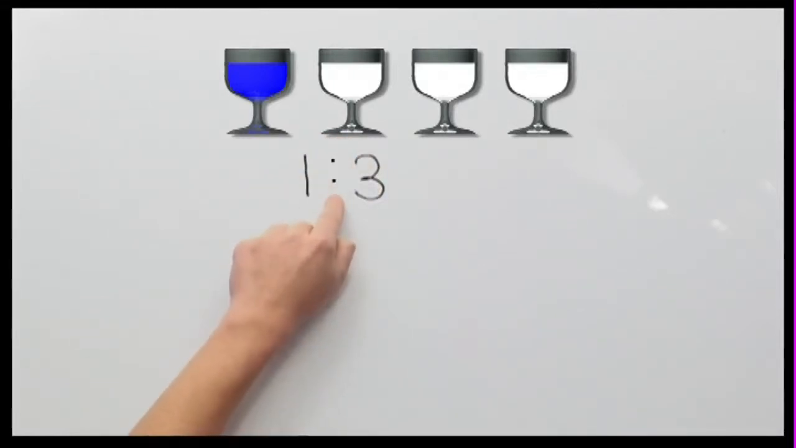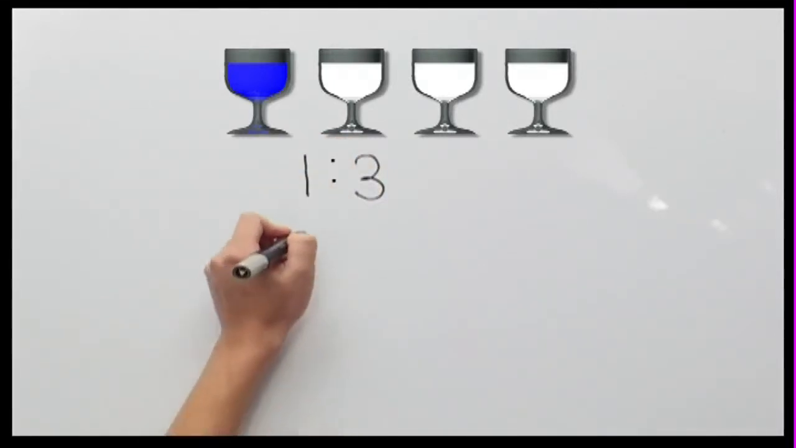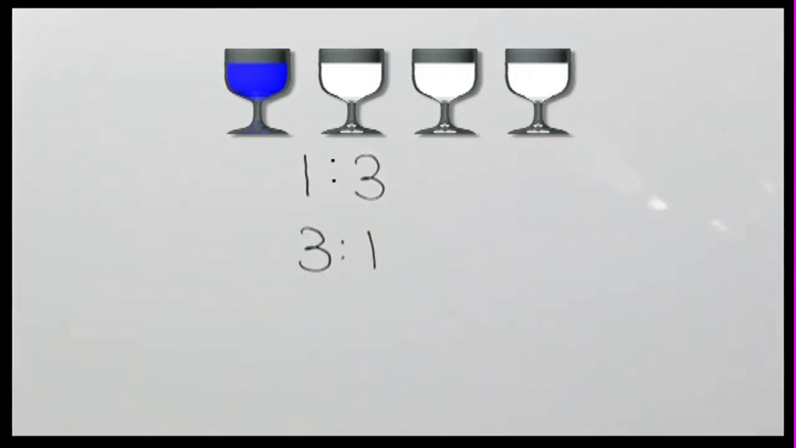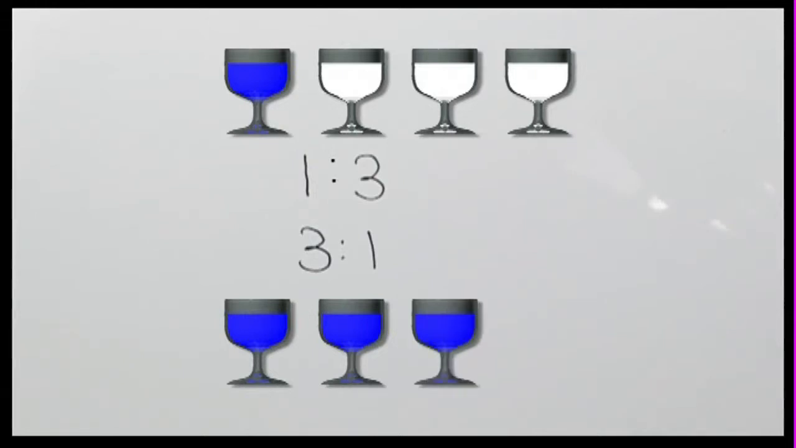Say I use 1 cup of blue paint and 3 cups of white, then the ratio of blue to white is 1 to 3. You write it like this, with a colon in the middle. The order you write a ratio is really important. If I accidentally wrote down 3 to 1, then I'd mix 3 cups of blue to 1 of white and get a completely different colour.